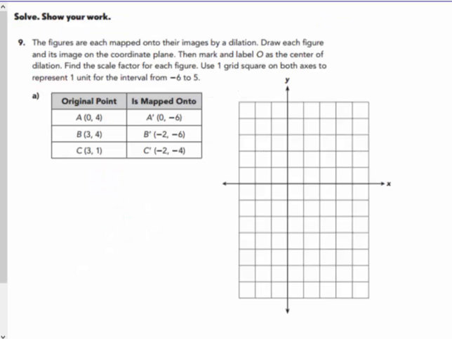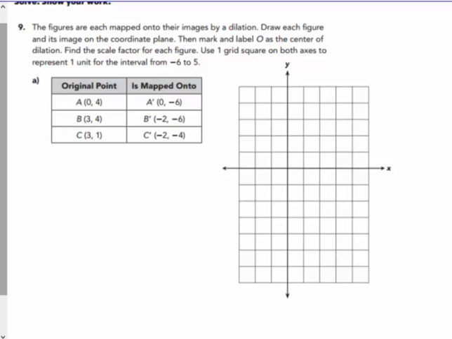So we're going to try this. Number 9 here. Not in your textbook. This is in the extra practice page, I believe, from the textbook. So we have to draw the triangles and map it onto its image. And it says, mark and label O as the center of dilation. No, O is not the center of dilation. That's wrong. I don't know why it says this here. But we're going to find the center of dilation, so cross that off.